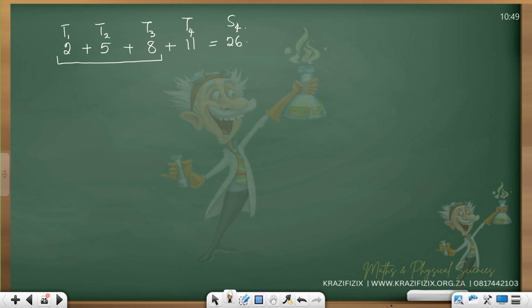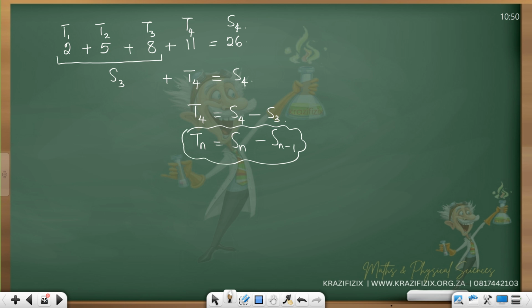Look at this. T1 plus T2 plus T3. What is that? That is S3. Do you see that, right? S3 is T1 plus T2 plus T3. Now, plus what? T4 is S4. Check. What is T4? S4 minus S3. Do you notice it's exactly what we have? Tn, but what is 3? N minus 1. I don't know if that makes sense.